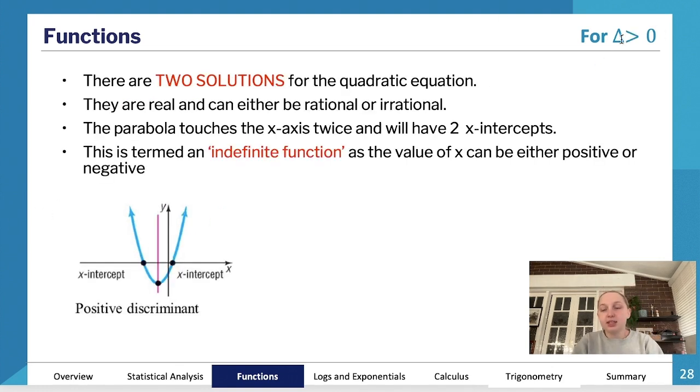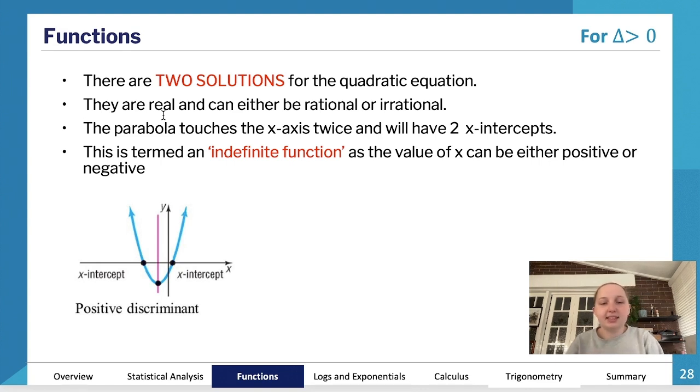So then the difference is when you've got a discriminant or delta that's greater than 0, you're going to have two solutions for your quadratic equation. So again, if you're thinking of this in terms of your quadratic formula, you're going to have plus and minus, and it's going to make a difference whether you plus or you minus whatever your discriminant is. And that's how you end up with two solutions. Your solutions will be real, and they may be rational or irrational.